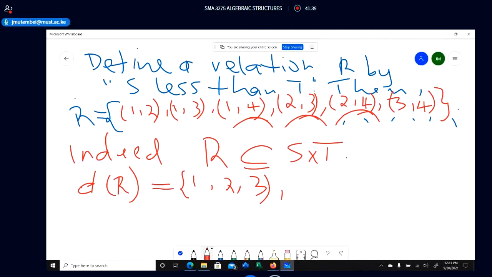And the range of R will comprise of the set of all the second elements in those pairs. So we shall have the range as 2, 3, 4. So depending on how the relation is defined, you can obtain its domain, you can also obtain its range.